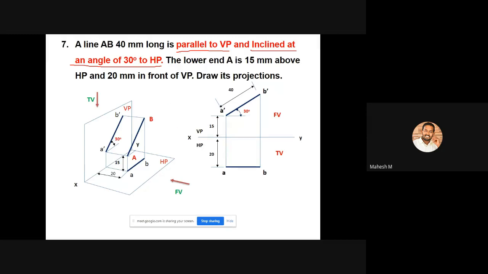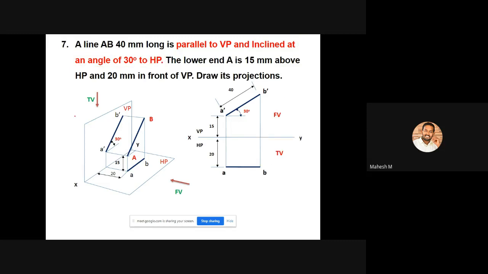Okay. So for this particular case, it is inclined at an angle of 30 degree to the HP. So here, it is inclined to HP. It is clearly indicated it is inclined to HP at an angle of 30 degree. So if you receive a case like this, you have to draw the front view at the particular inclined angle. Okay. So the top view will be a horizontal line. For this case, the top view will be a horizontal line.